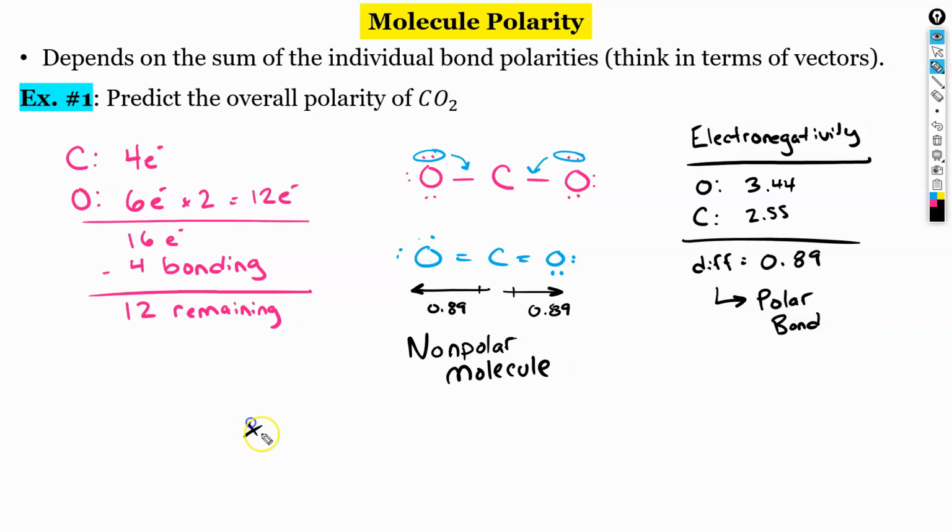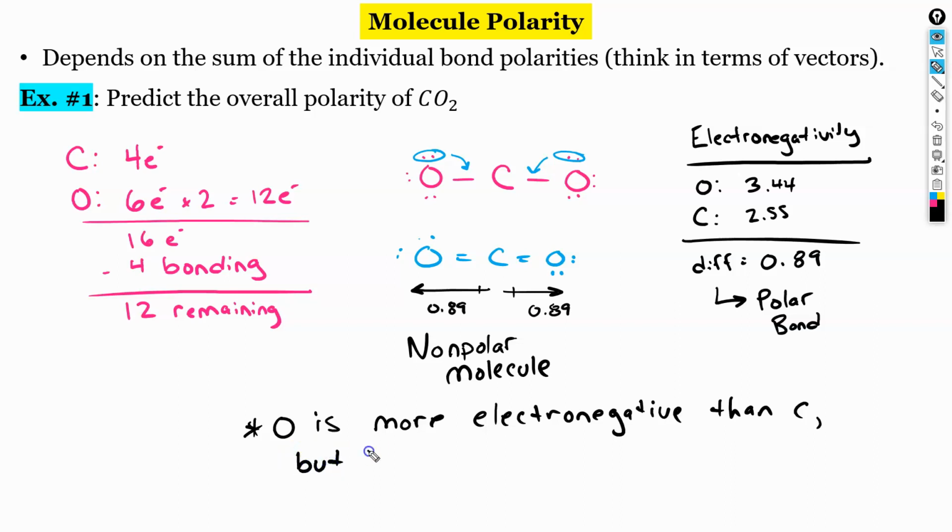Let's just make a note here. Oxygen is more electronegative than carbon, but the vectors cancel. And when I say vector, I'm talking about those arrows that are pointing in the opposite direction.